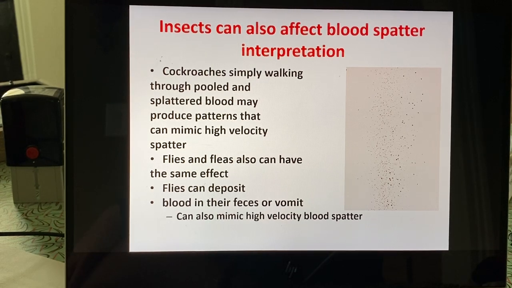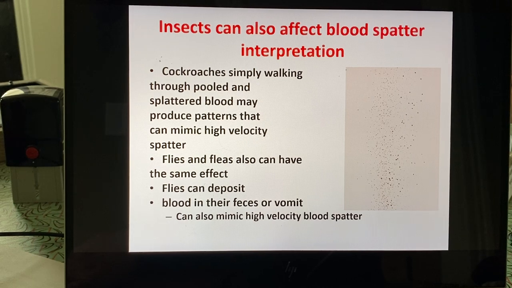So insects can also affect blood spatter interpretation. Remember before we talked about low, medium, and high velocity impact spatter. Well, when you have a pool of blood and you have flies landing in it, whether it's fleas, roaches, whatever, they can pick up blood on their feet and then fly somewhere else and land. And so from insect activity and the insects moving around, it can actually mimic high velocity blood spatter. An investigator comes in and sees this and thinks, a firearm must have been involved because I'm seeing high velocity spatter. And it was actually just the artifacts produced from insects being at the scene. So an entomologist can help with that too, determining what's an artifact and what actually is blood spatter.